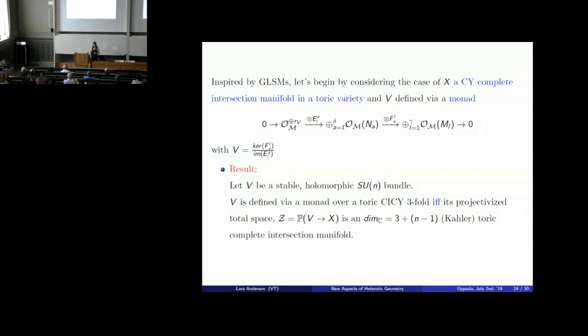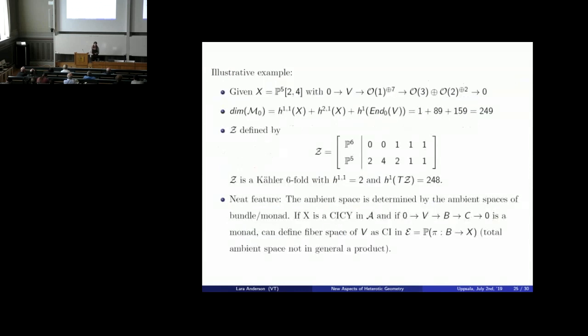I'm not saying anything terribly deep here, just that once you consider the bundle as a complete manifold over its base, it is also possible to view this as being cut out by polynomial equations within some big toric variety. So as an illustrative example, here's a Calabi-Yau manifold in P5, defined by the complete intersection of a degree 2 and degree 4 hypersurface with a monad bundle over it. The apparent dimension of this moduli space is 249.